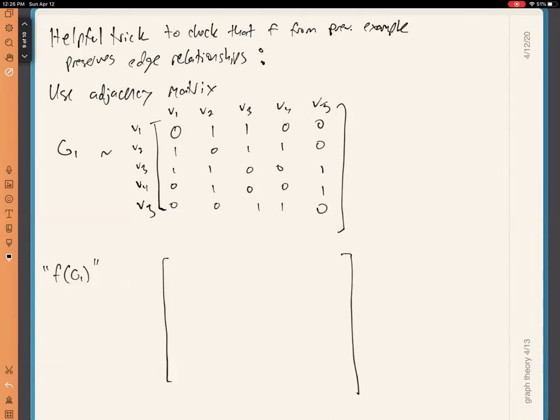So in row 1, I'm not going to have U1, but I'll have F of V1, whatever F happens to send V1 to, and then I'll have F of V2, F of V3, F of V4, and F of V5. And similarly, I'll order my columns according to where the function sends the order from G1.